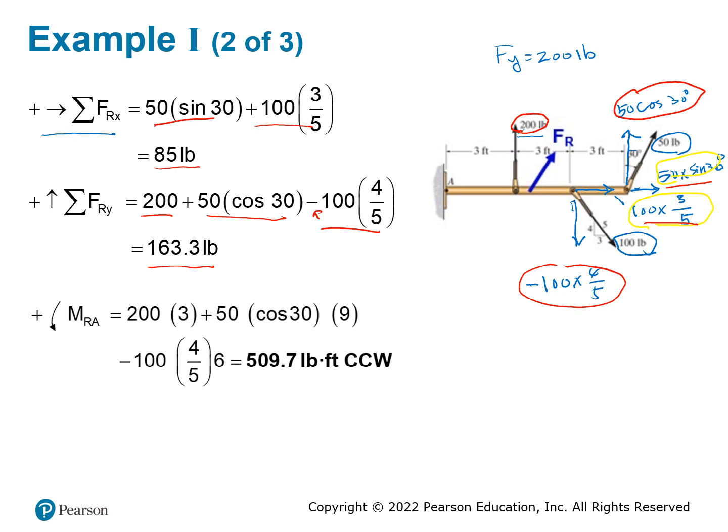When you do the moment, you're going to find a moment that will make this one rotate. So 200 pounds is going to make this rotate in this direction, and the amount of the moment due to this force is going to be 200 times 3 feet, because of the first force right here.